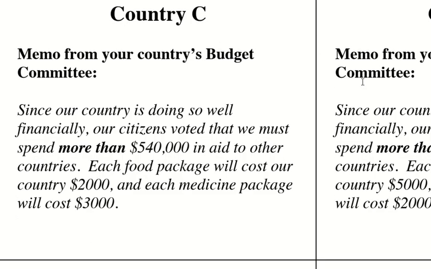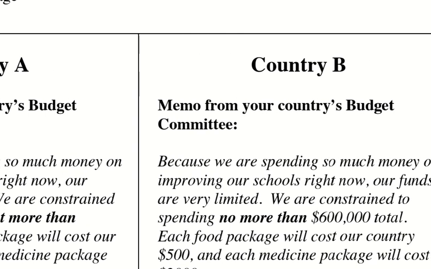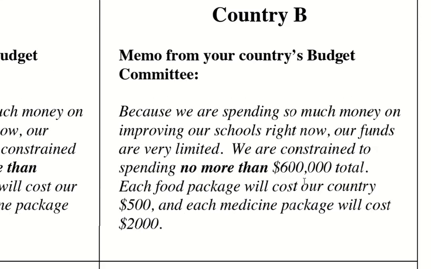Okay, so you've already seen A and C, so let's look at country B. Again, feel free to pause this if you feel like I'm going too quick. You can control this. Because we are spending so much money on improving our schools right now, our funds are very limited. We are constrained to spending no more than $600,000.